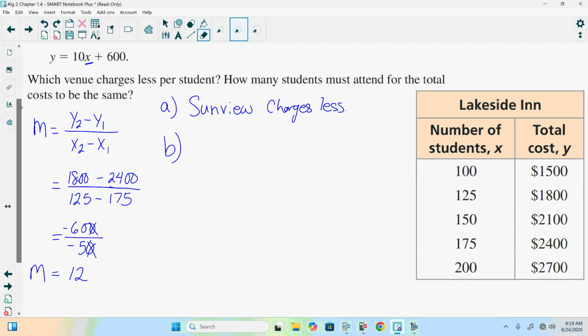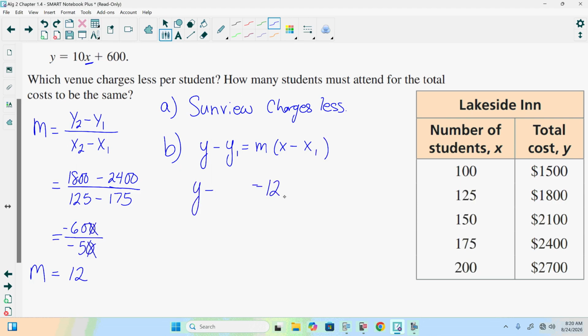The other way is we can finish finding the equation for Lakeside Inn. Now, this time they did not give us the y-intercept. We don't know what the initial starting is. They didn't give us a 0 comma some value. So we need to actually use our point slope form. Y minus y1 equals m times x minus x1, where y1 and x1 is just a point.